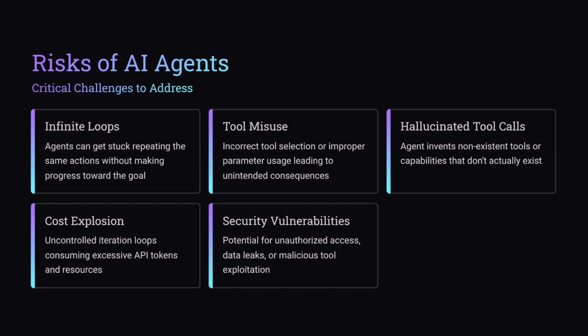Agents introduce 5 major risks. 1. Infinite loops, no progress, repeated actions. 2. Tool misuse, wrong tool or wrong parameters. 3. Hallucinated tool calls, inventing capabilities. 4. Cost explosion, too many iterations and tokens. 5. Security vulnerabilities, data leaks, unauthorized access. Tip: if you want to deploy agents, assume these risks exist by default and design around them.